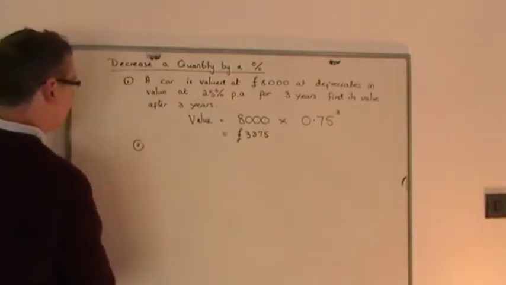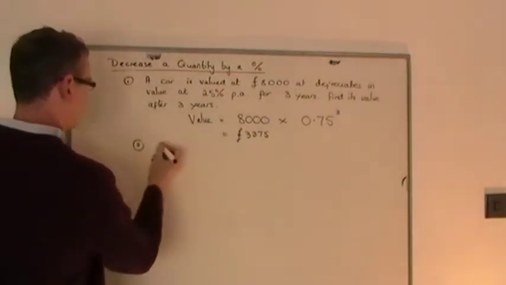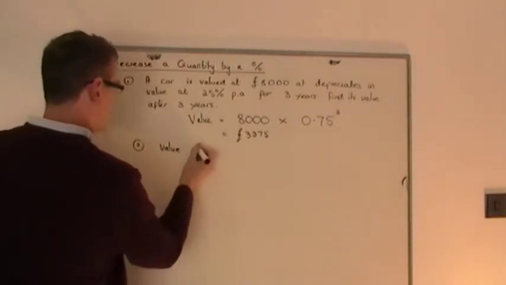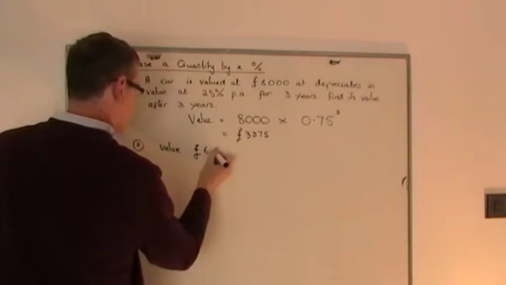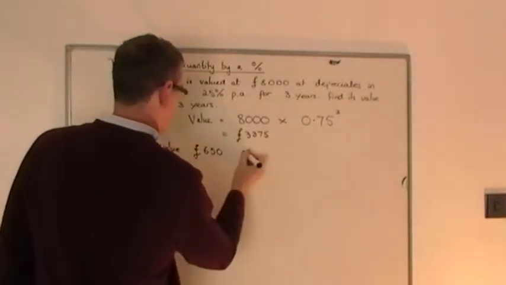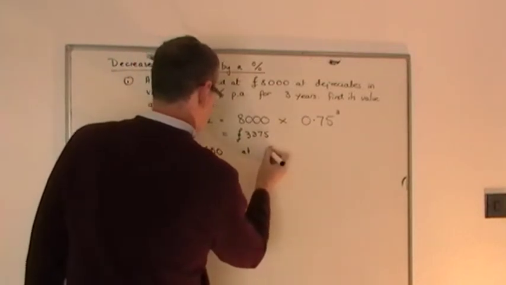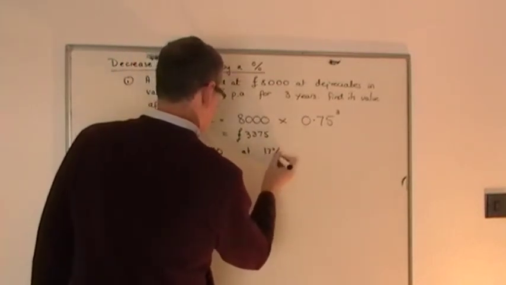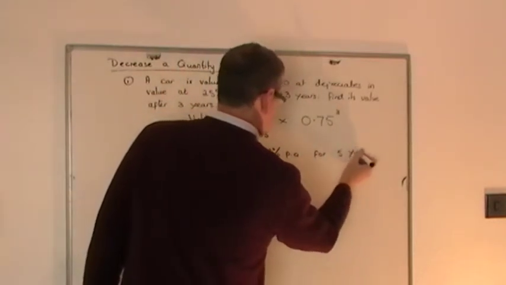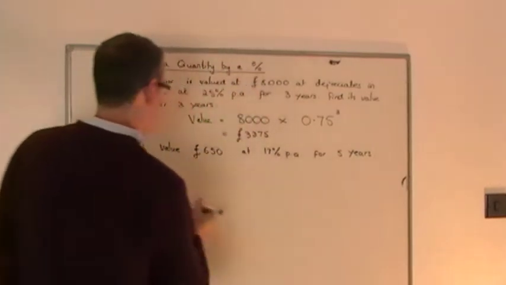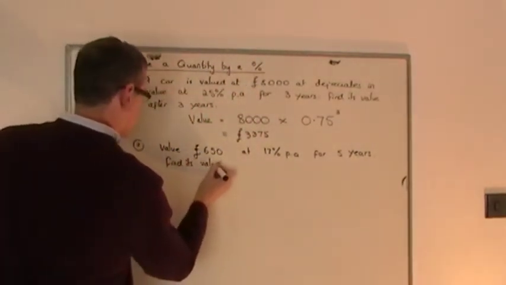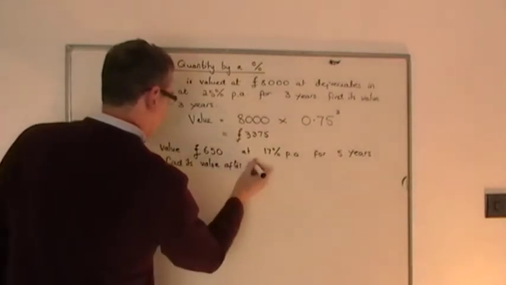Okay, I'll do one more in this short video. Let's cut a lot of the writing out. So let's say we buy, let's say a car. Let's say this time I only pay £650 for it, and it depreciates in value at, let's say it's going down at 17% per annum for 5 years. Okay, and I want to find its value after the 5 years. So find its value after 5 years.